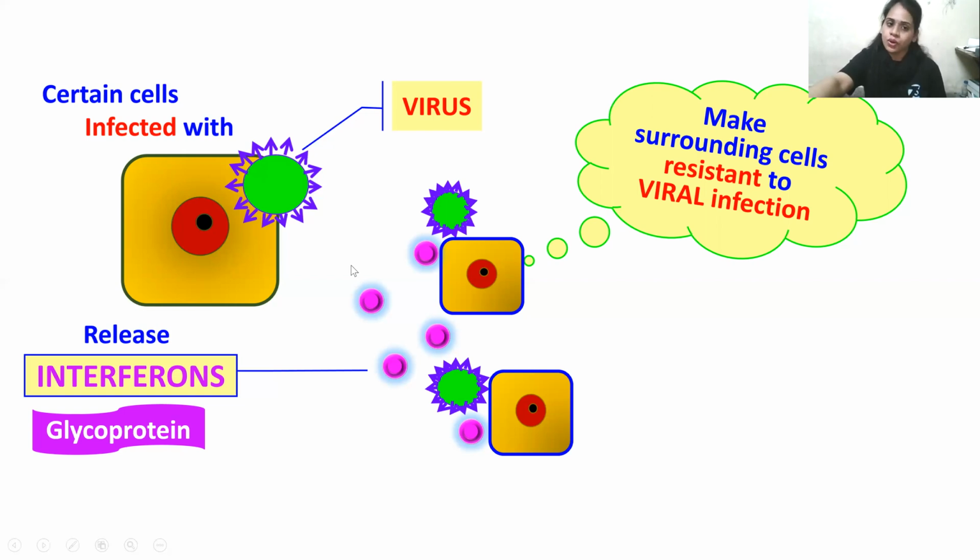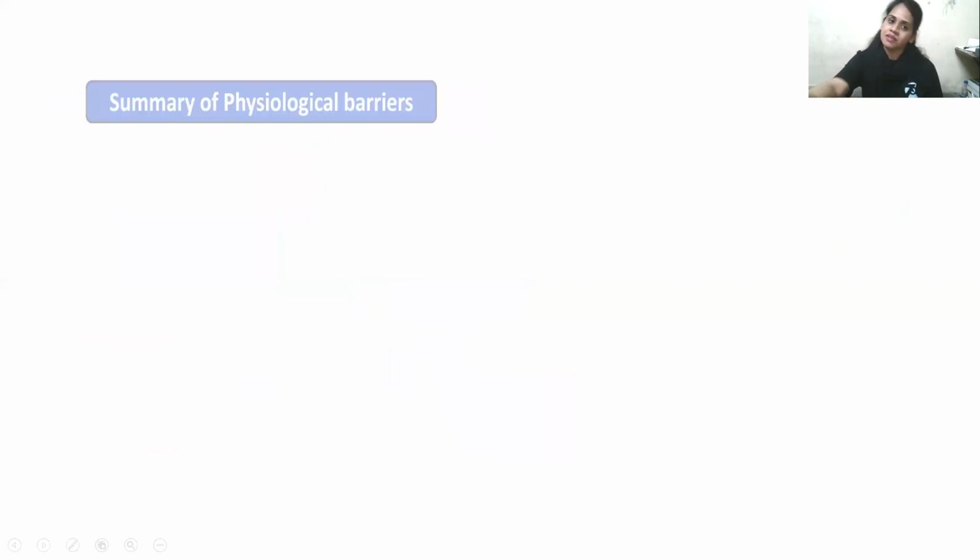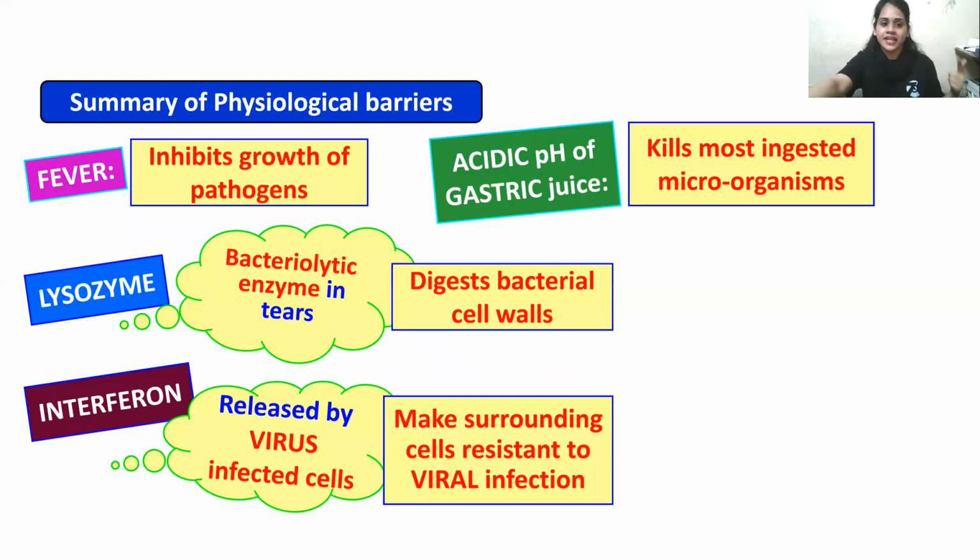Okay, so let us summarize the physiological barriers. The first one is fever, the second one is lysozyme, the third one is interferon, and the next is the acidic pH of gastric juice. So this is the summary of physiological barriers. The anatomical barrier was very simple: skin, mucous membrane, and cilia. So I hope you have understood both the barriers.